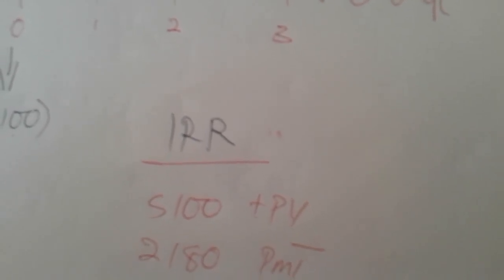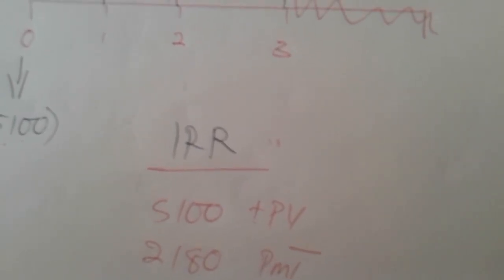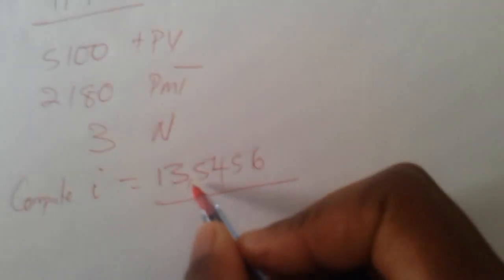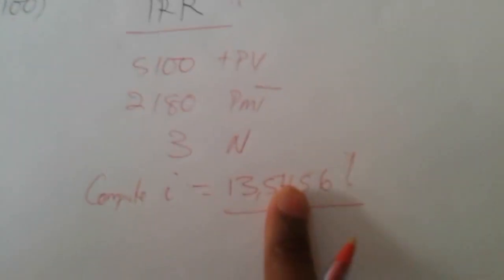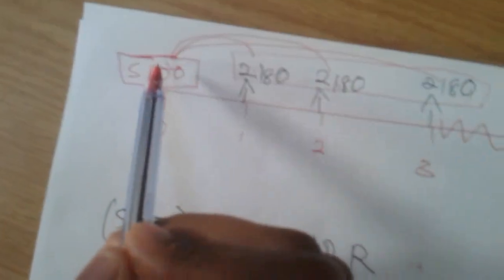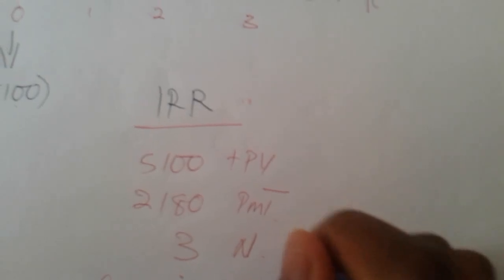Okay, got it. So the answer is 13.5456%. That is the rate that causes the present value of these three amounts to be equal to 5.1, which is also called our internal rate of return.